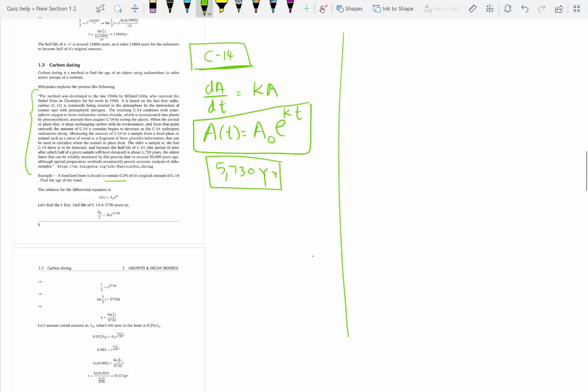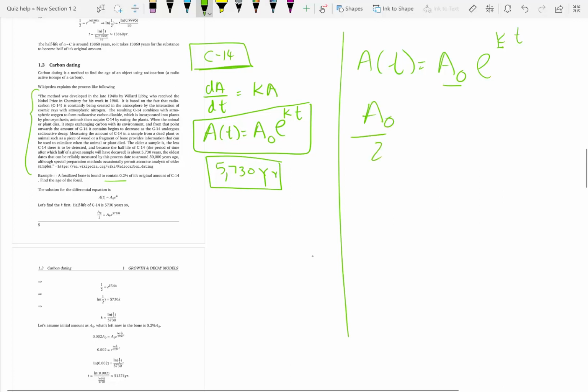So we have two unknowns, the initial amount and k. We are not given the initial amount, and probably we are not going to find it before solving the problem, but we can find k, because we know 5,730 is the half-life. Half-life means A naught becomes A naught over 2, half of its unknown initial amount, and the time it takes is 5,730 years. So we can cancel out A naught. Knowing the initial amount doesn't matter, so we get 1/2 = e^(5730k).